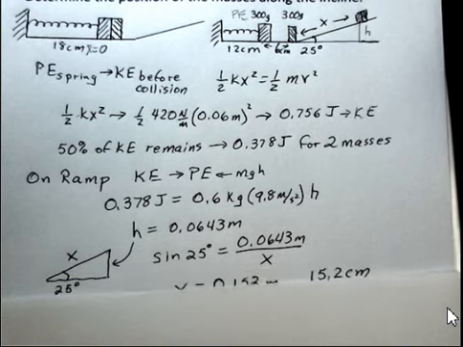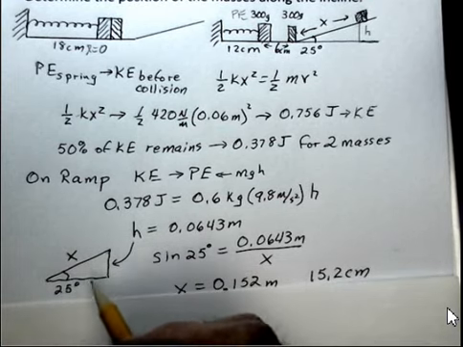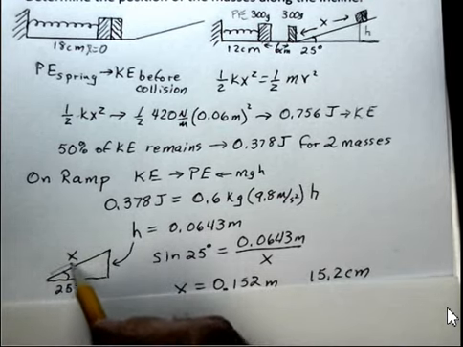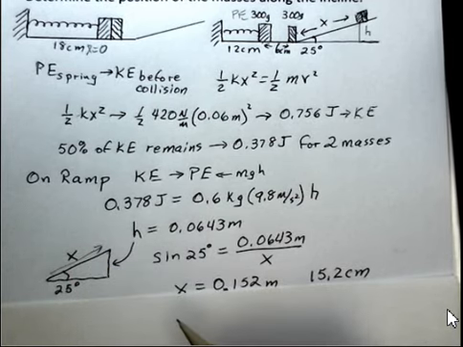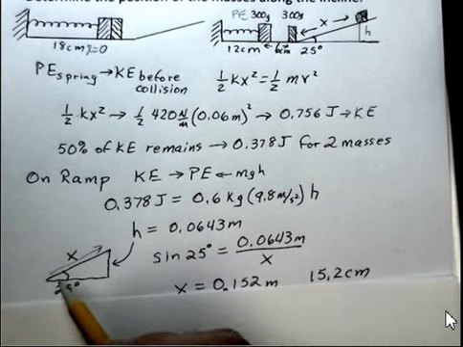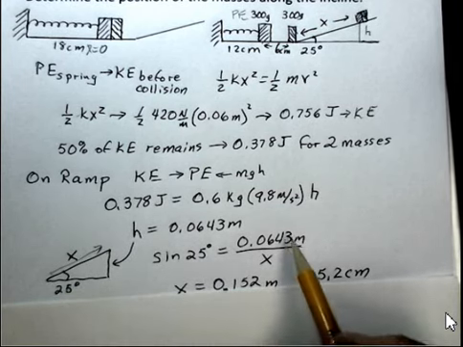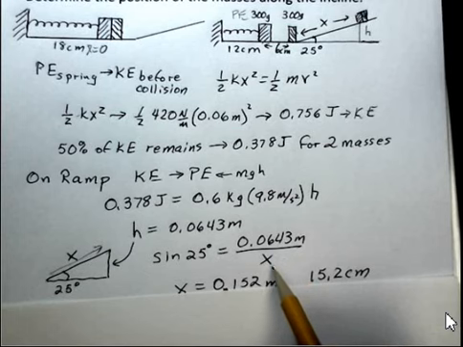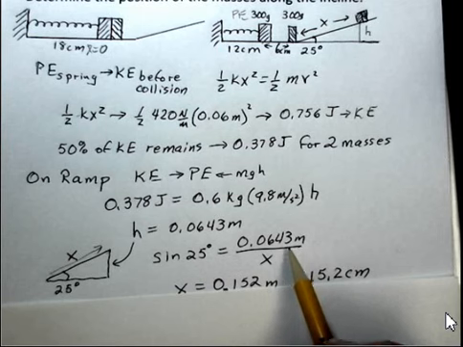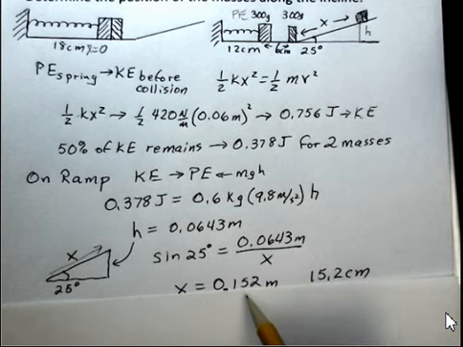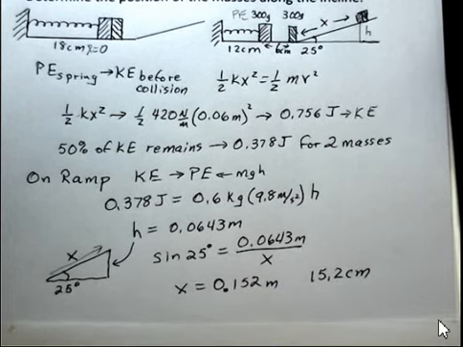Now we're in a little triangle here, and we really want to know x. How far along the incline did these objects move? We have h that's opposite to this 25-degree angle. The sine of 25 degrees is equal to the opposite side divided by the hypotenuse. So cross multiply here. x is equal to 0.0643 divided by sine of 25 degrees. I came up with 0.152 meters. 15.2 centimeters is the position now of the two masses up along the incline.